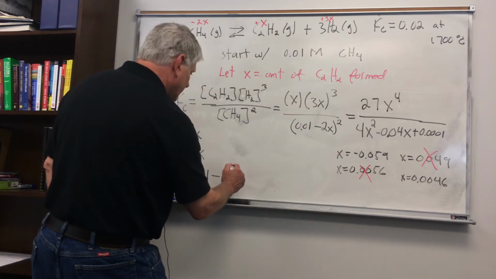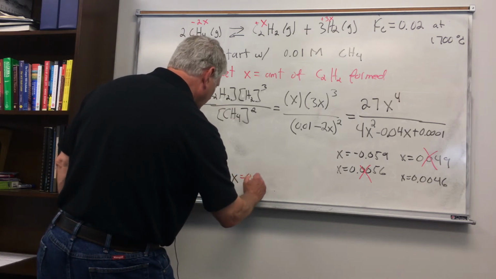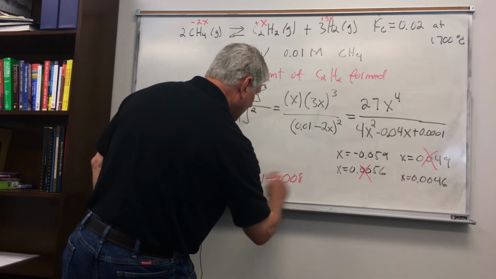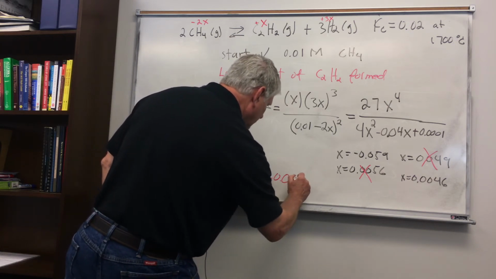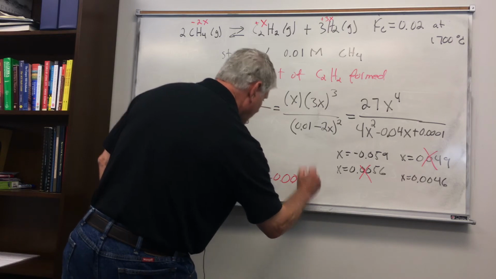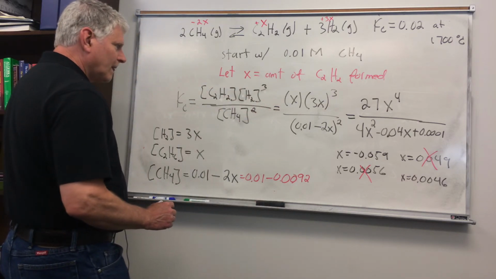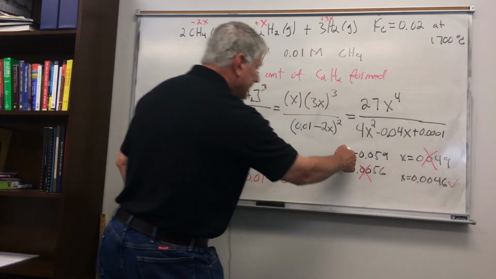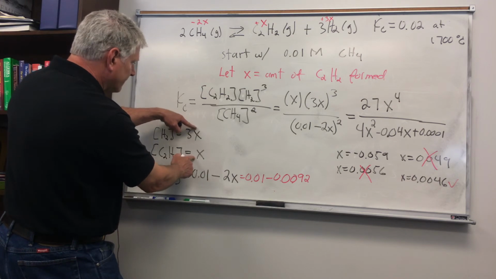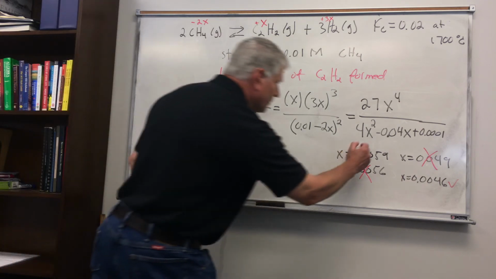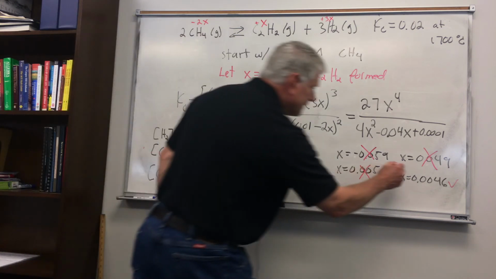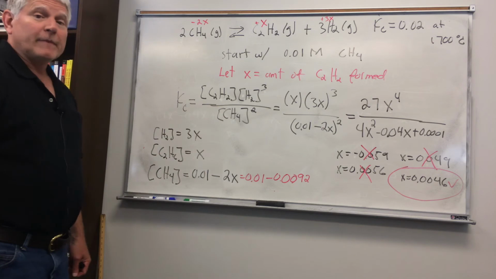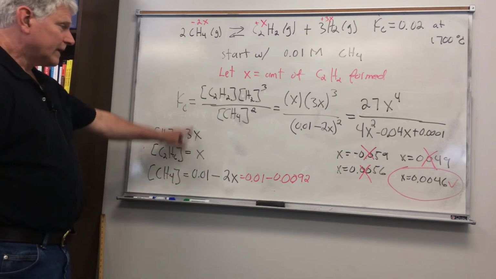We'll get 0.01 minus 0.00892. Okay, so that's a positive number. Now, so this one works. If we use the negative number, we get negative concentrations here, and so this one doesn't work. So this one is the only X value that works to give me positive concentrations for all three things.